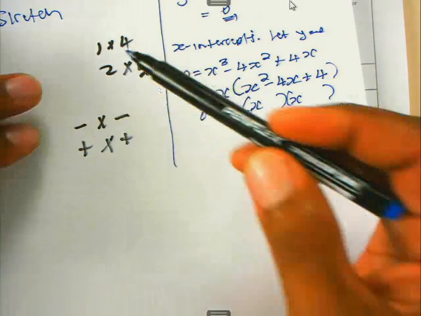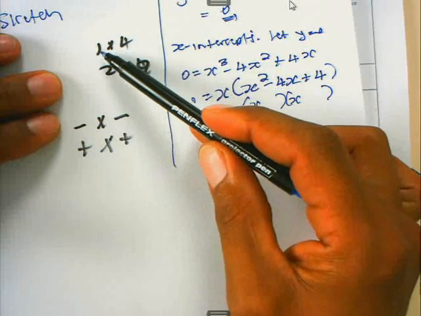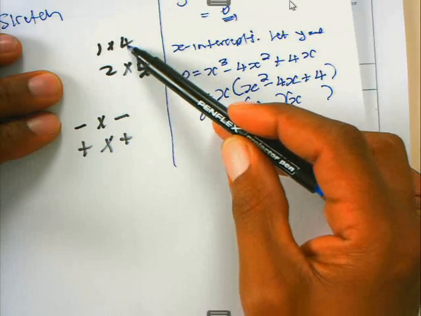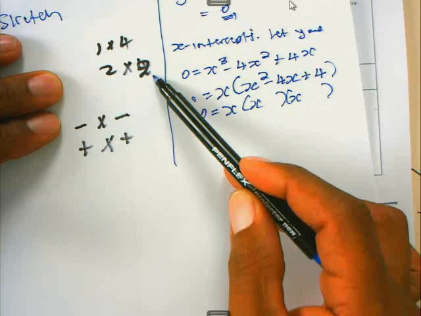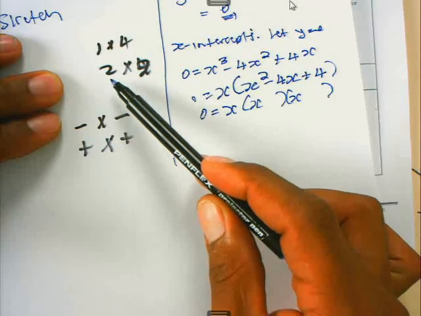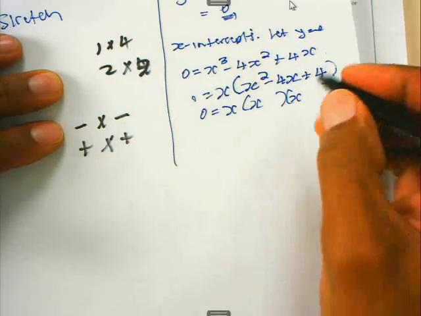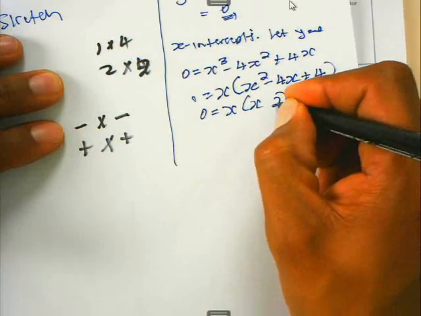Of course, we cannot take 1 times 4, because when you take 1 times 4 and add, we are going to get 5. But when you take 2 times 2, then it will give us 4. When you take 2 plus 2, the answer there is 4. Then it means we take a 2 there, and a 2 there.